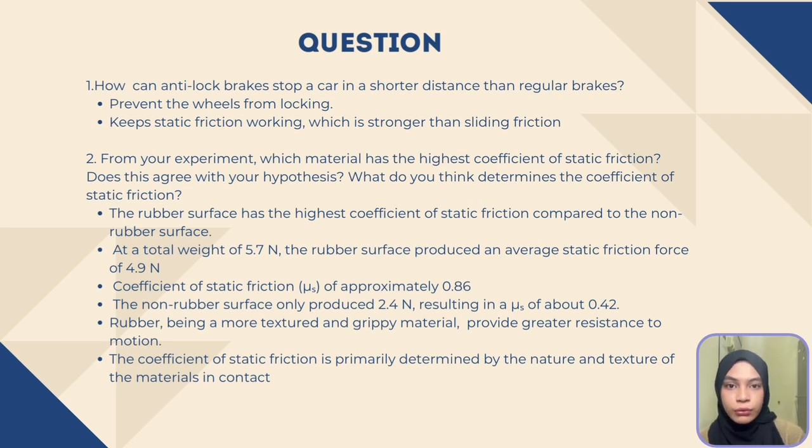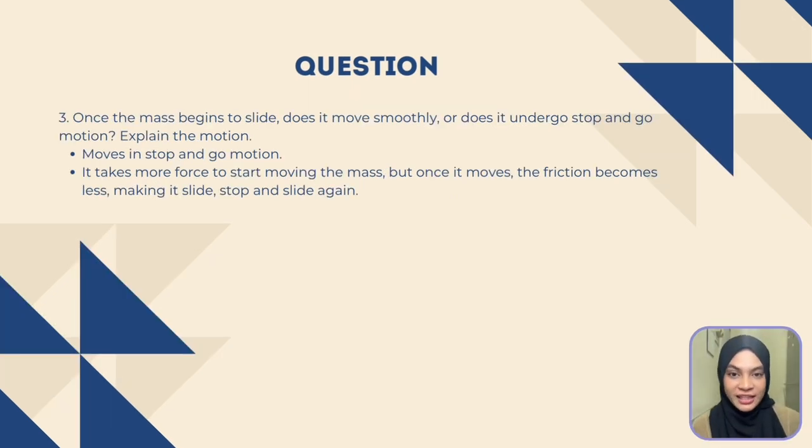This definitely aligns with what we would expect. Rubber, being a more textured and grippy material, provides greater resistance to motion. This leads us to the conclusion that the coefficient of static friction is primarily determined by the nature and texture of the material. Finally, let's consider what happens once a mass begins to slide.